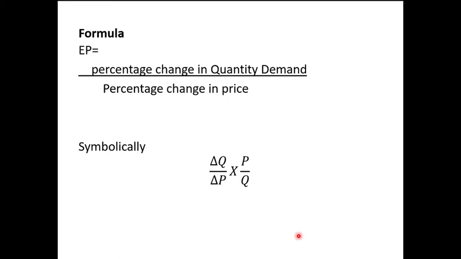Here we have a formula for price elasticity of demand. Price elasticity of demand means percentage change in quantity demanded divided by percentage change in price. So here is the formula, written as delta Q by delta P, times P by Q. Delta Q means change in quantity, delta P means change in price. Here P means base price, Q means base quantity. Clear? So delta means change; delta Q is change in quantity, while Q alone is the base quantity, P means base price, and delta P means change in price.